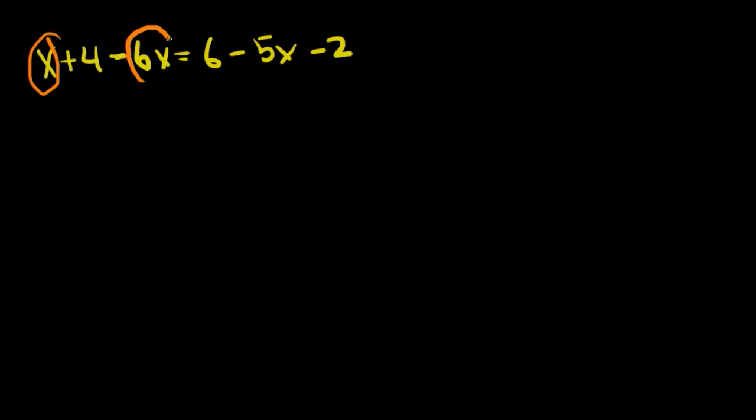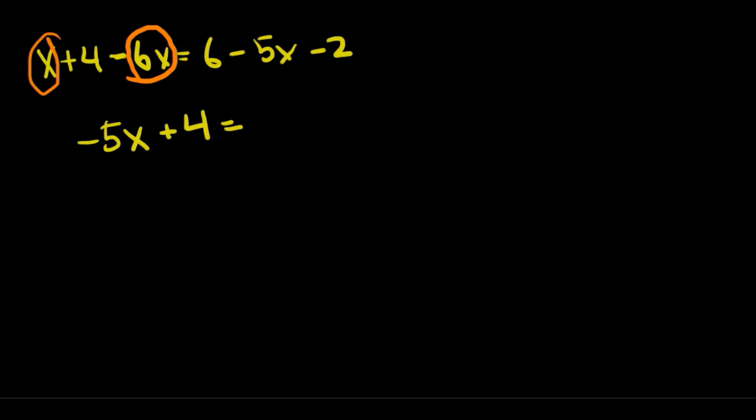We're now going to look at an example that may come up as infinitely many solutions or no solutions. The problem is x plus 4 minus 6x equals 6 minus 5x minus 2. We want to start off by simplifying both the left and right side. We can see that we have x and we have minus 6x. So we can simplify that to negative 5x plus 4.